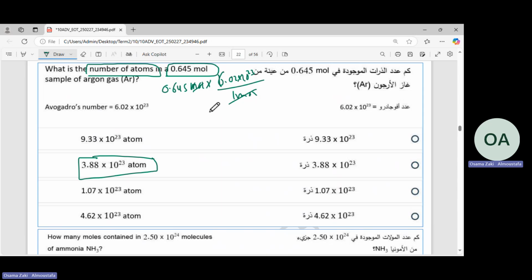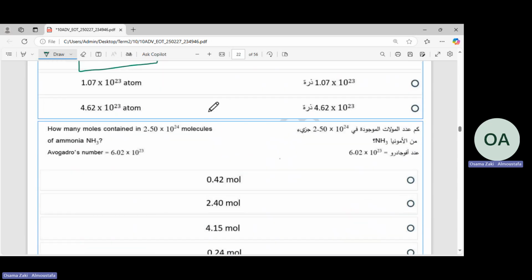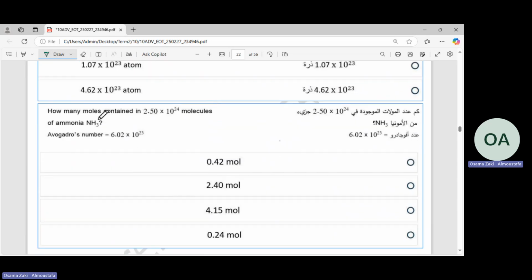Okay, for the next questions, I will write the formula, then you will try to find it by yourself. Then you can check the answer. Choose the correct answer. So how many moles? We have molecules. How to convert from molecules to mole? So 2.50 times 10 to power 24 times 1 mole over 6.02 times 10 to power 23. So you can use the calculator and find the answer. Then you can choose it here.